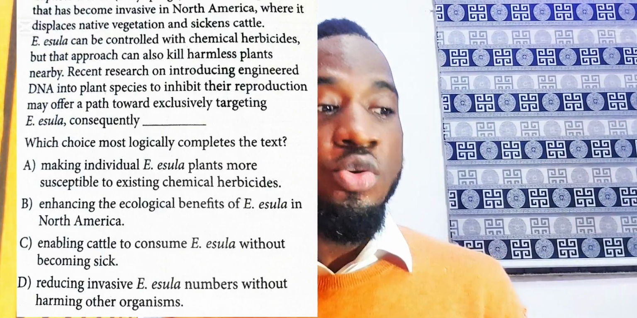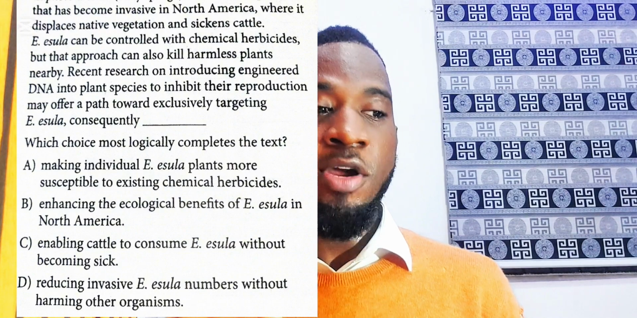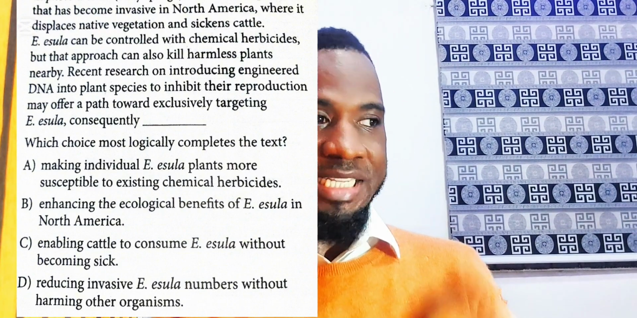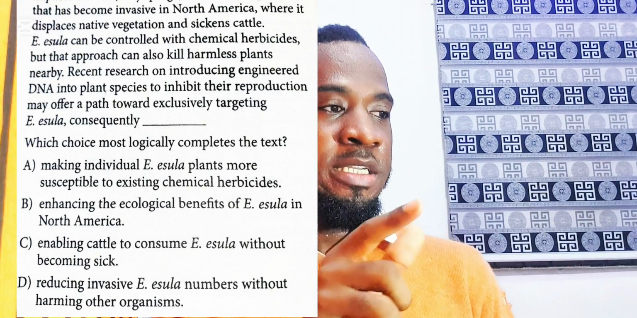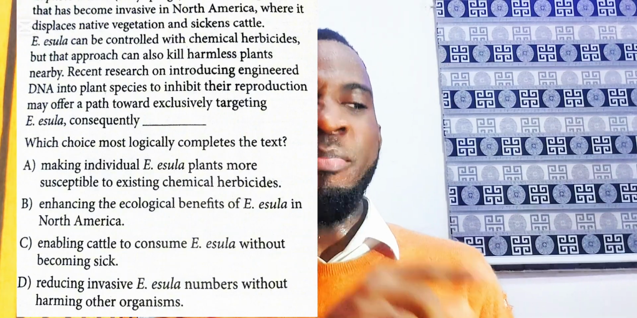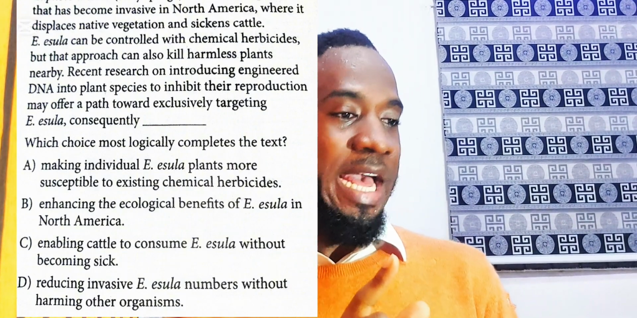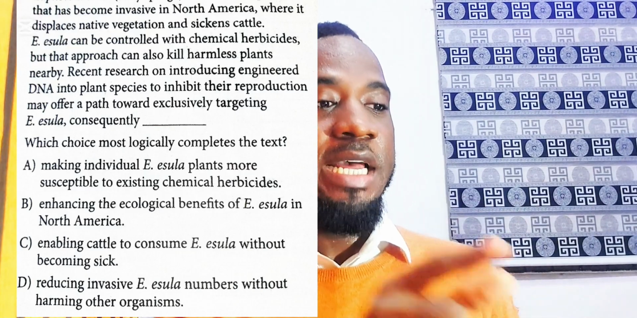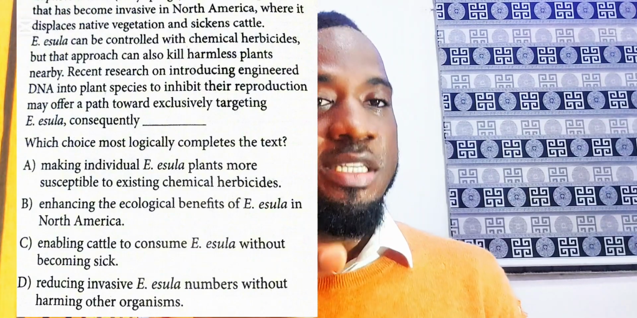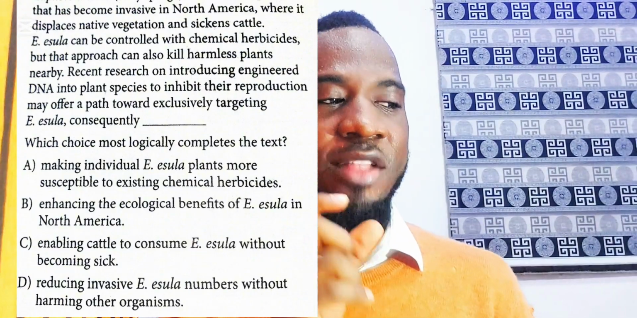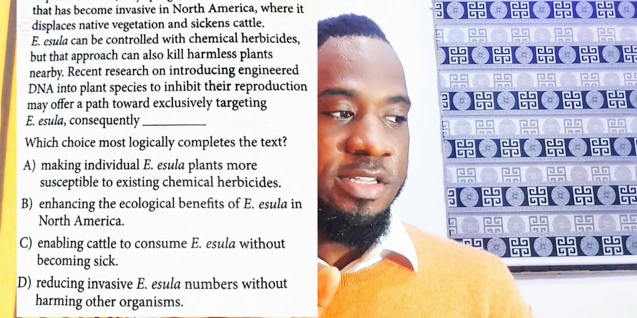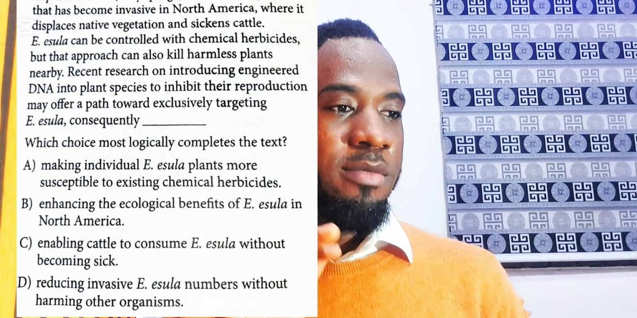Option D, reducing invasive ustula numbers without harming other organisms. Perfect. So my first prediction. Now look at this answer very well and look at that information around that but. Ustula can be controlled with chemical herbicide, but that approach can kill harmless plants. And you now have engineered DNA into plant species to inhibit their reproduction. That means reducing their spread. Offer a path towards exclusively targeting, in other words, affecting, dealing with this individually without affecting other plants. And look at how this just resembles.